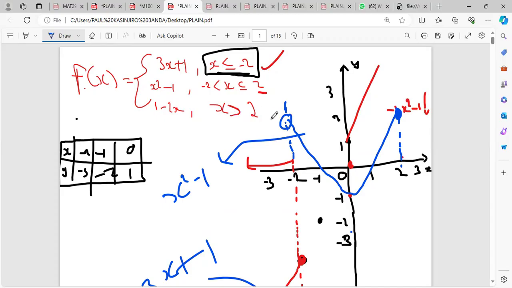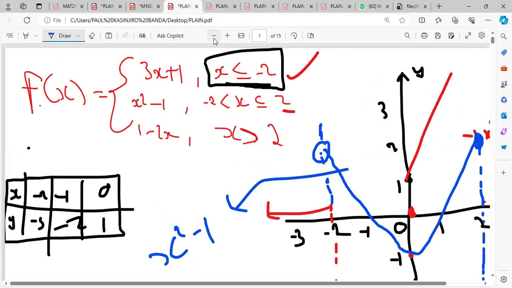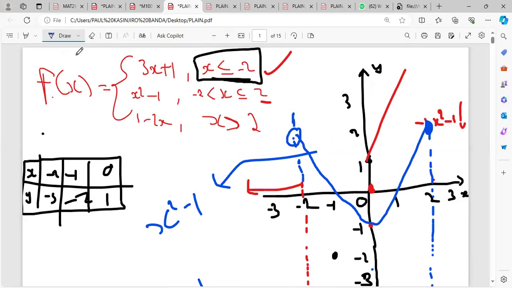Okay. So the third part, they're saying 1 minus 2x for the region starting from 2 going all the way to infinity. So you have to draw a table of values for this to know how it will behave. For a linear function, you always draw a table of values. So let's draw a table of values for it and see how it will behave.